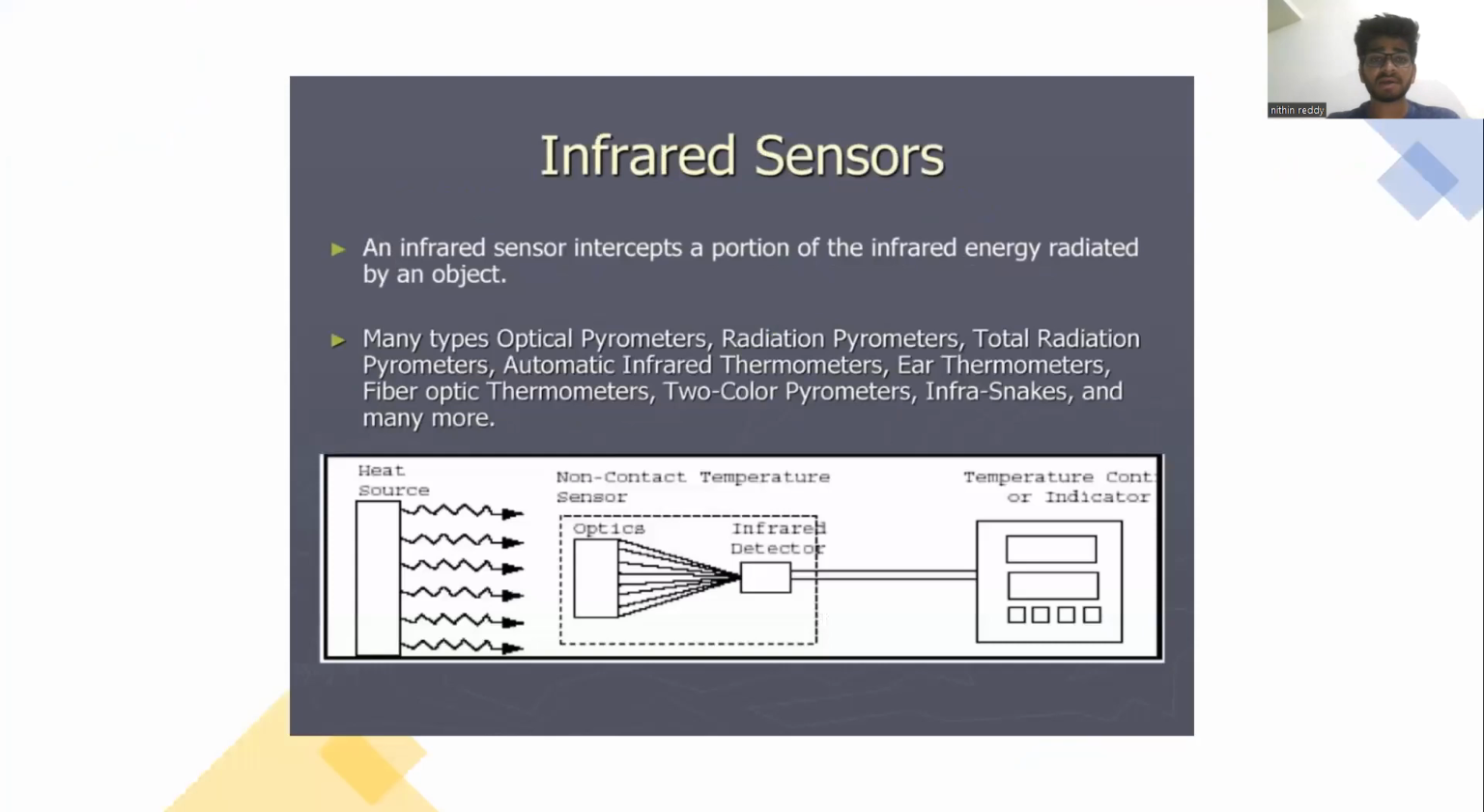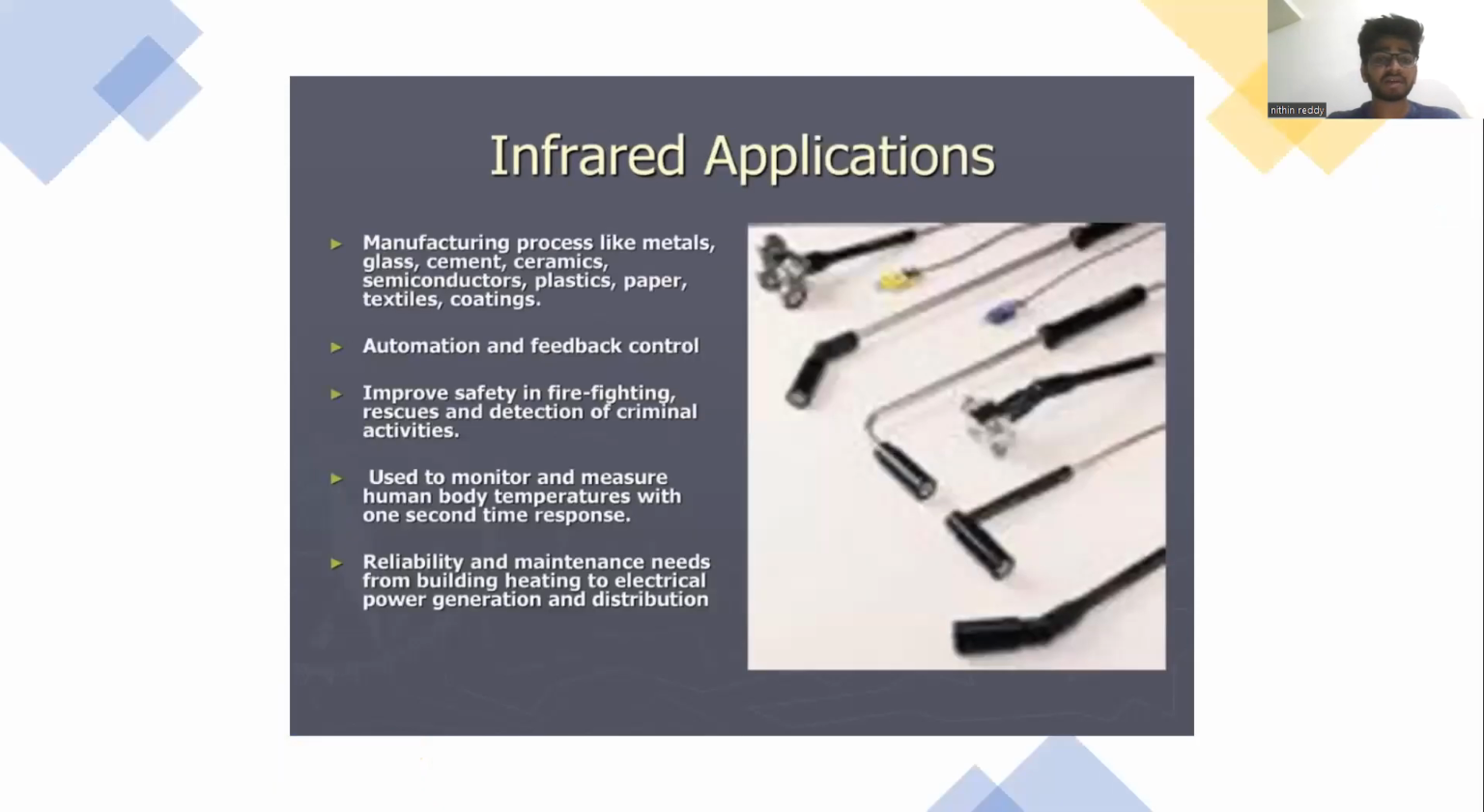Infrared sensors. An infrared sensor intercepts a portion of the infrared energy radiated by an object. Many types: optical pyrometers, radiation pyrometers, total radiation pyrometers, automated infrared thermometers, ear thermometers, fiber optic thermometers, two color pyrometers, and many more.